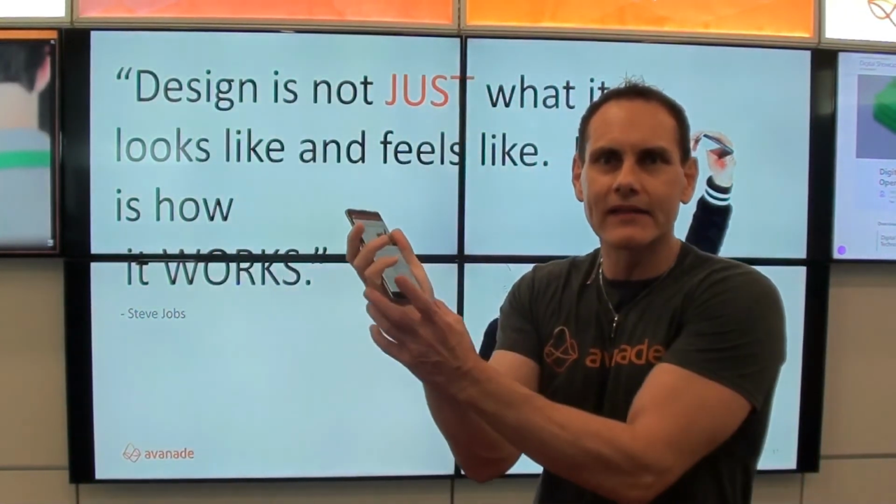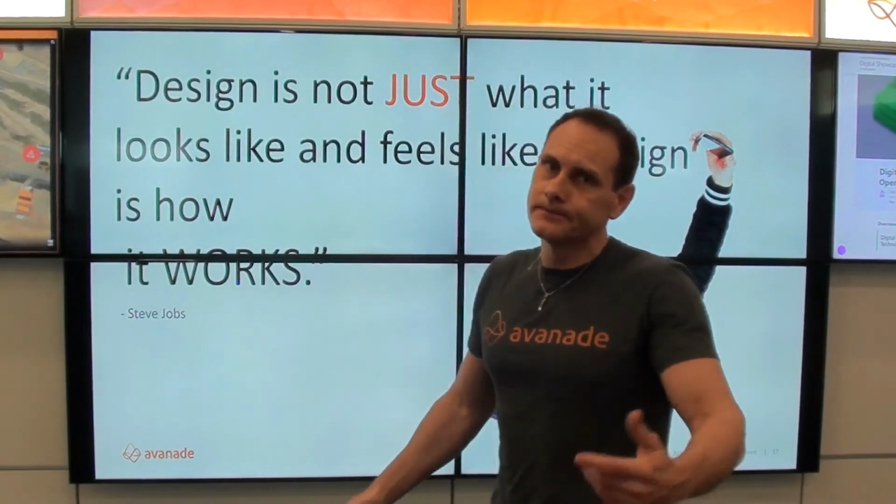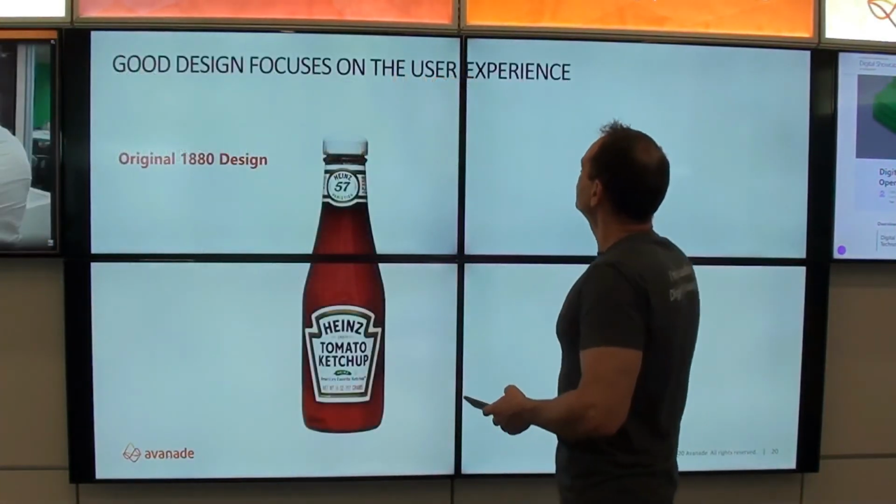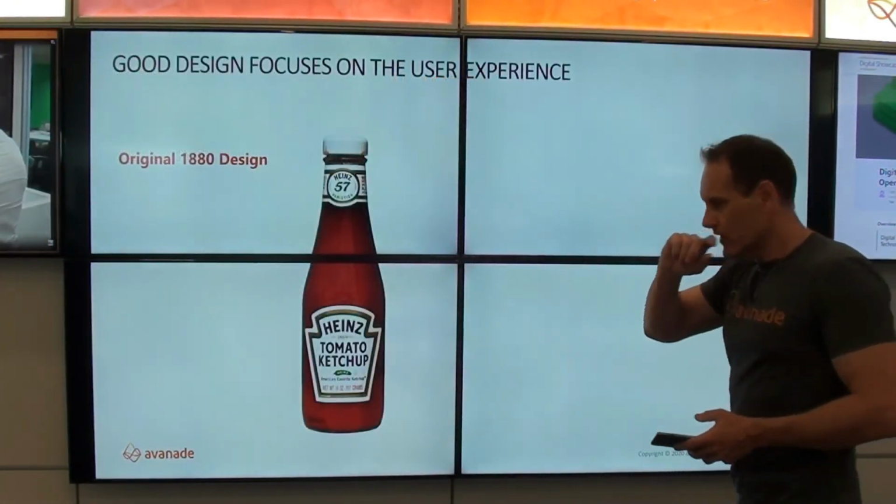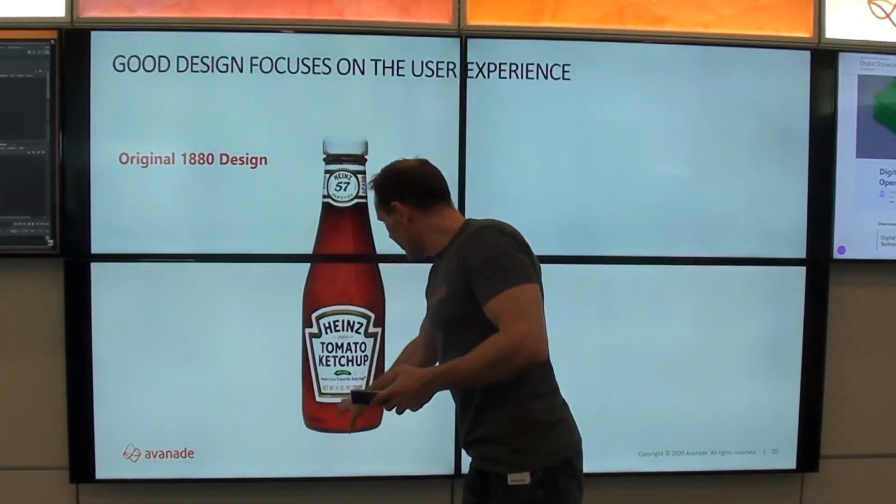In IT, it might be how easy it is to hold this phone in my hand. Not just does it look good, but also does it fit comfortably in my palm? Can I actually use it easily? Good design focuses on the user experience. And to illustrate this, I want to take a look at the ketchup bottle.